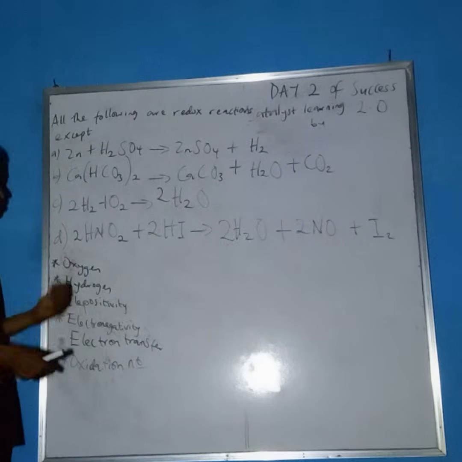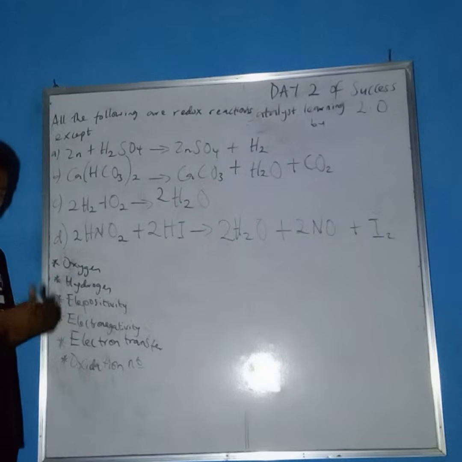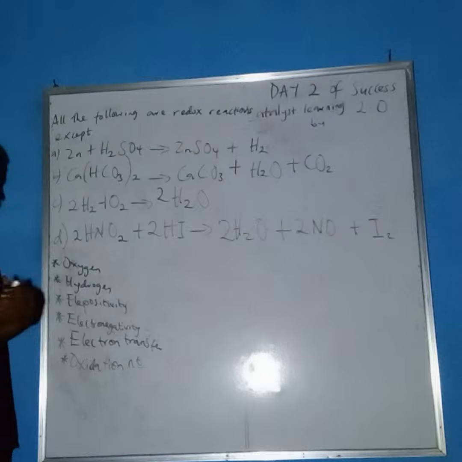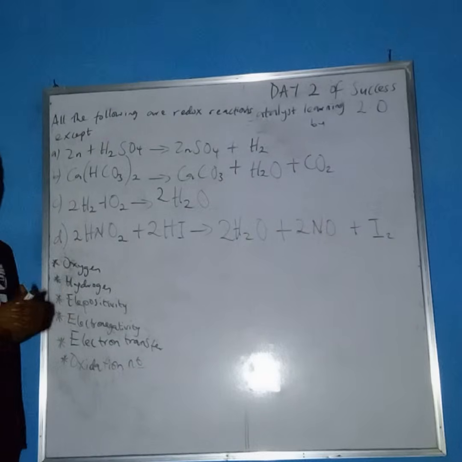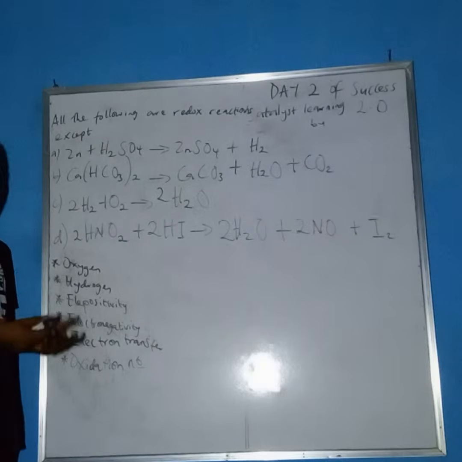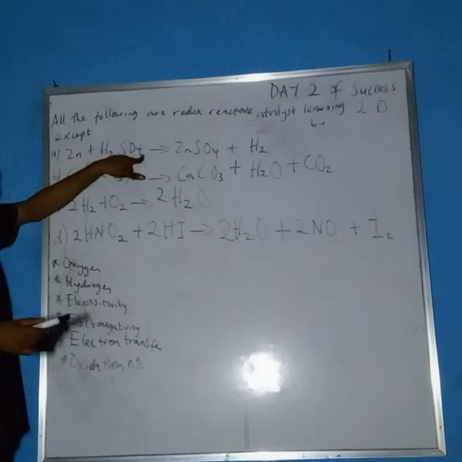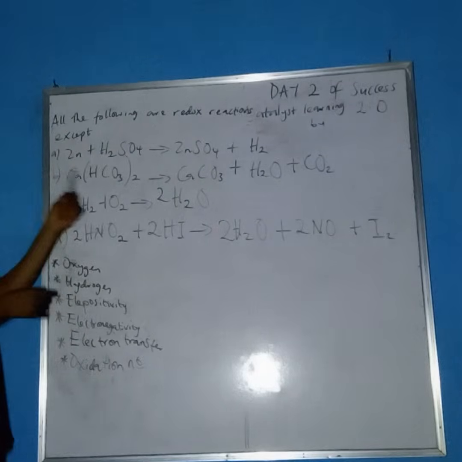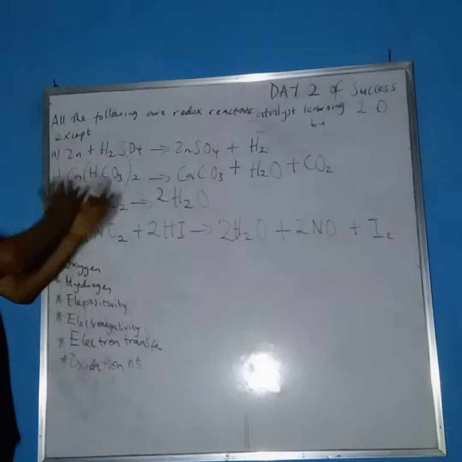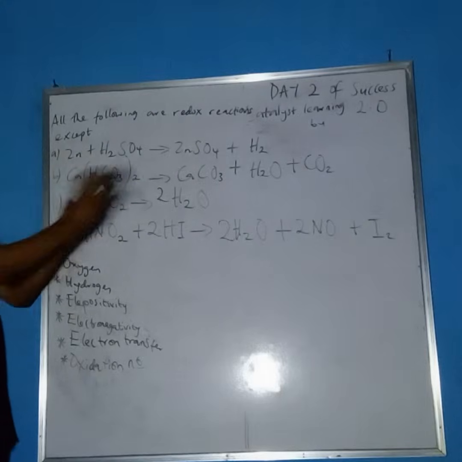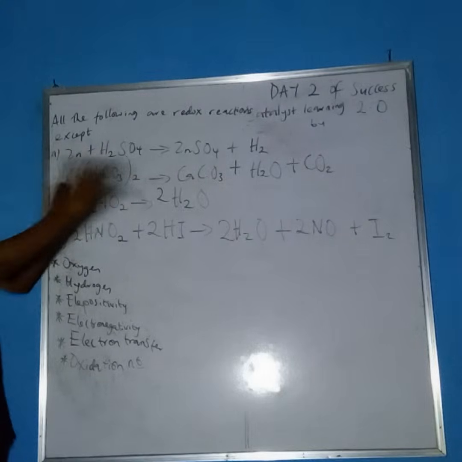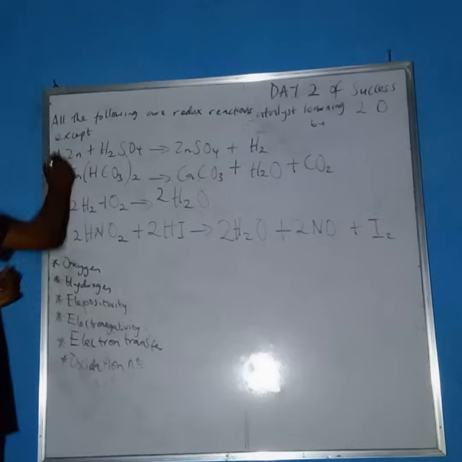Oxygen. In terms of hydrogen, reduction is what? The addition of hydrogen, while oxidation is the removal of hydrogen. In terms of electropositivity, reduction is the addition of electropositive elements or groups, while oxidation is the removal of the negative one. So that tells you that when there's removal or addition of a negative group, it is already a redox reaction. So this one is a redox reaction.